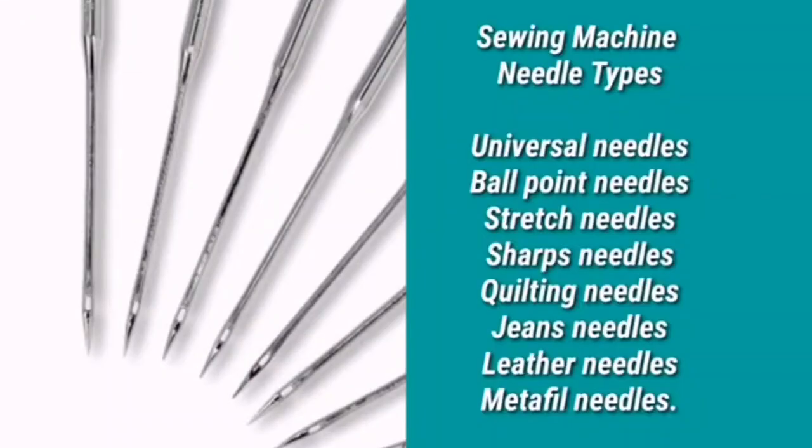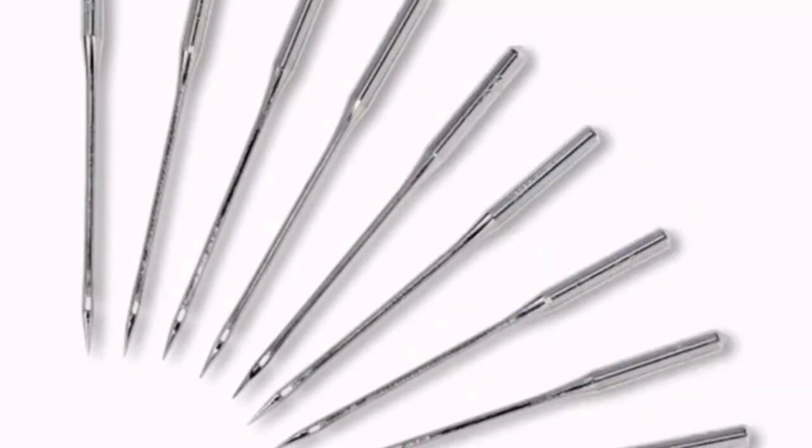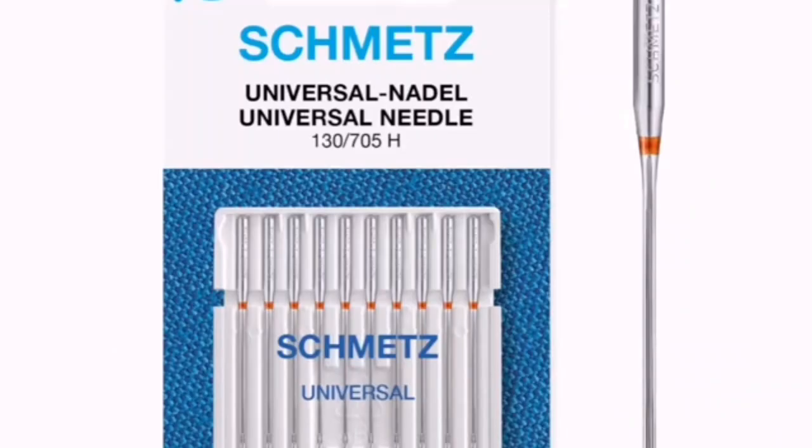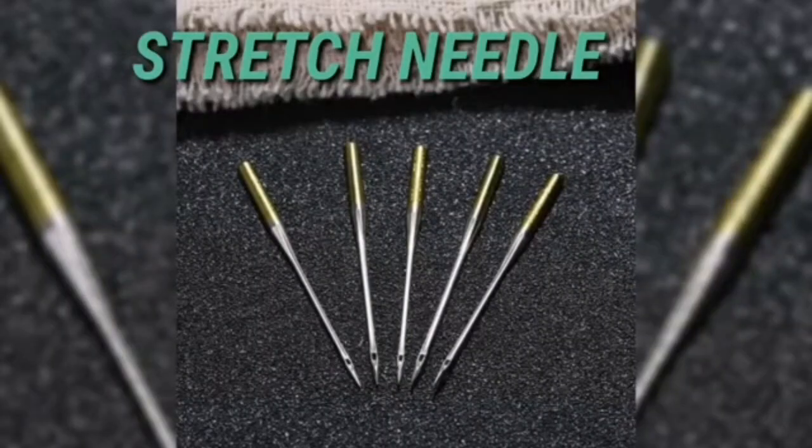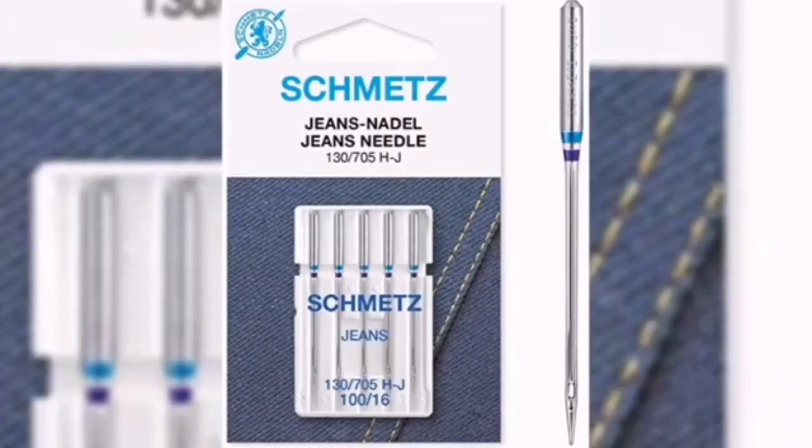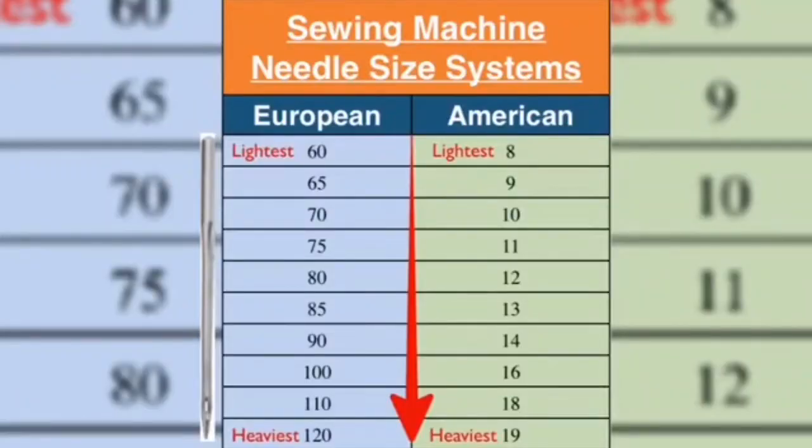Okay, let's look at sewing machine needles. There are lots of them, but we'll look at a few. We have the universal needle. That is what we use to sew everything. And we have the stretch needle for stretchy fabric. Jeans needle specifically for jeans. And also we have sizes of needle. When you buy your machine for the first time, the needle in it is the size you need to use whenever you are going to buy a new one.